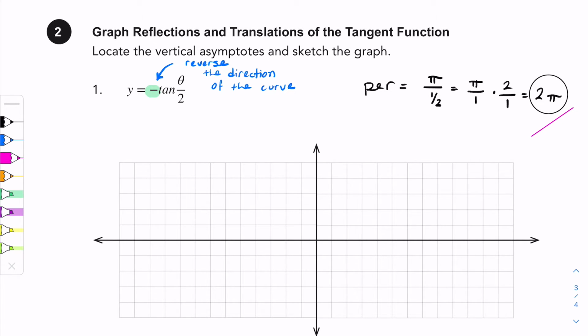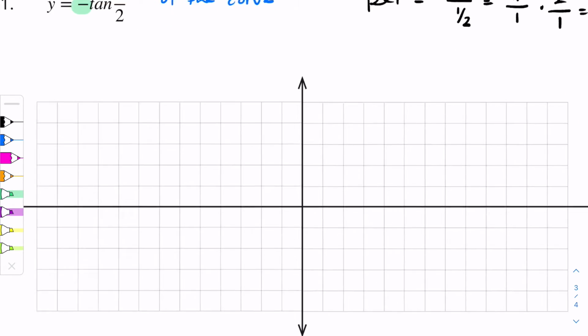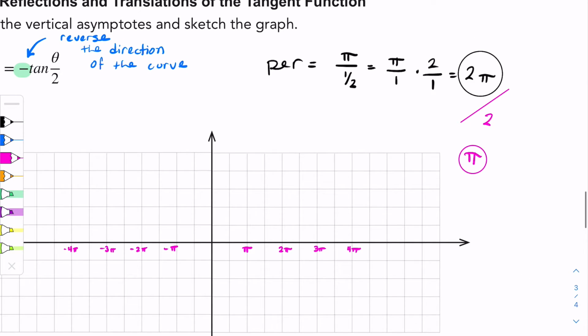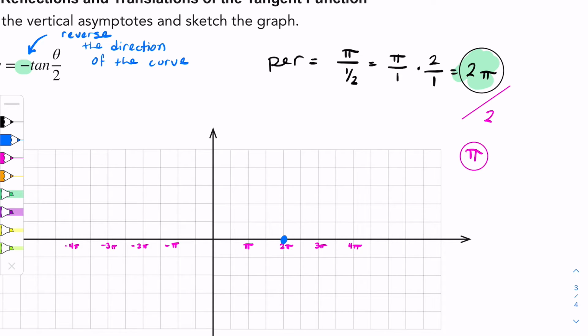So if I divide 2 pi by 2, I end up with pi as my increments, meaning my graph is going to increase by units of pi. I have pi, 2 pi, 3 pi, 4 pi. In the negative direction, I have negative pi, negative 2 pi, negative 3 pi, negative 4 pi. Now, this number here tells you your first intercept, which is at 2 pi. And this number here tells you your first asymptote, which in this case is at pi.